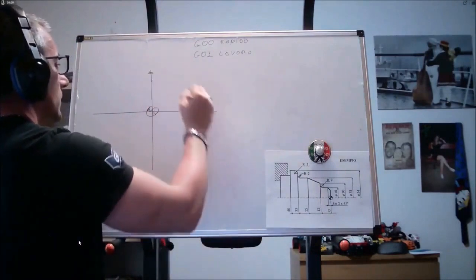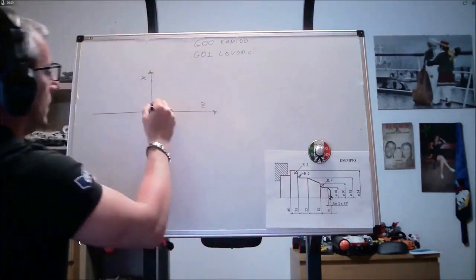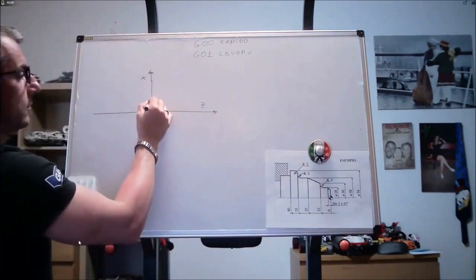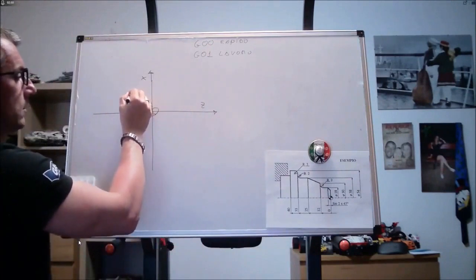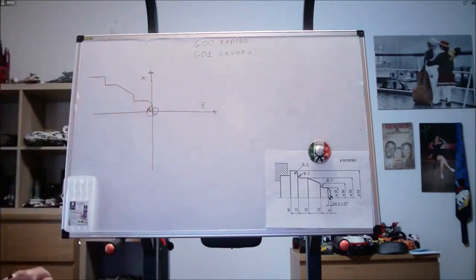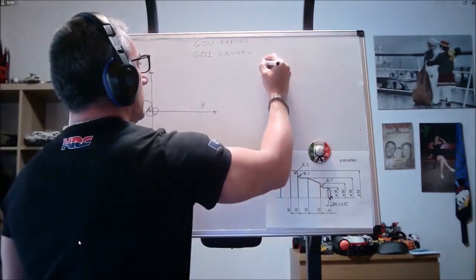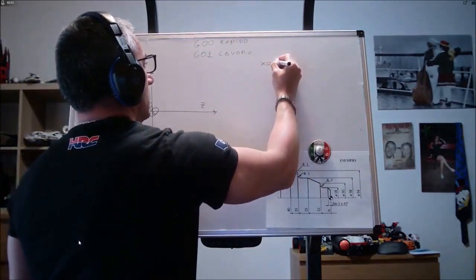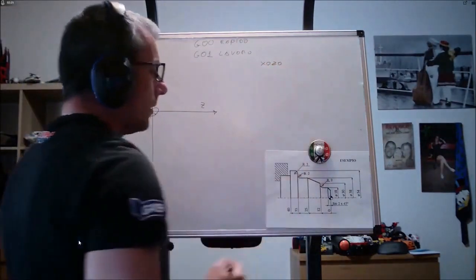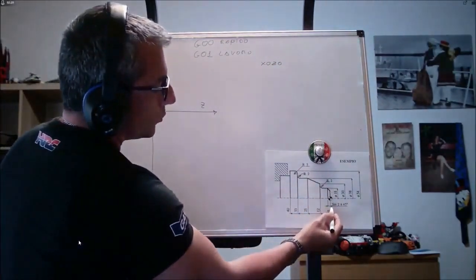So, this is our Cartesian coordinate system, X, Z. As you can see, the origin is here, and my piece is located here. So, the first dimension we need to reach is X0, Z0. After that, we need to move here. This bevel is 45 degrees.